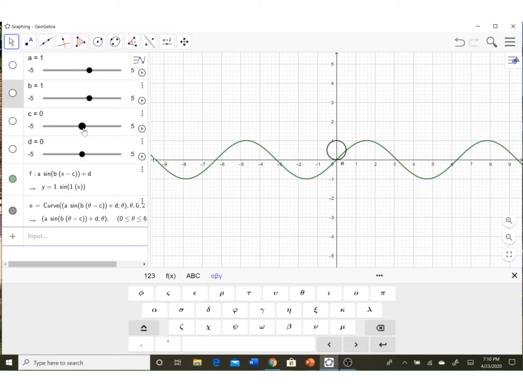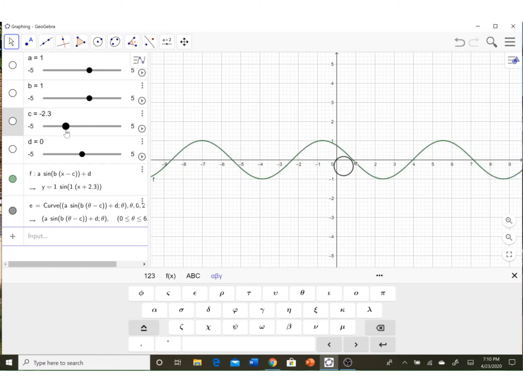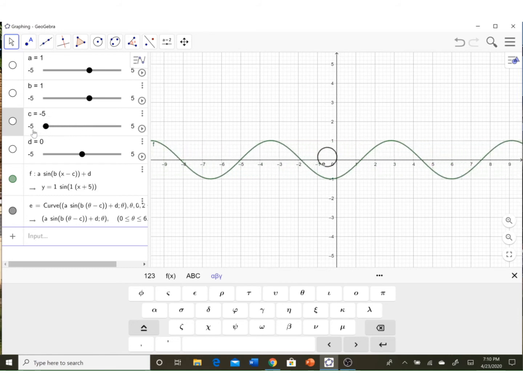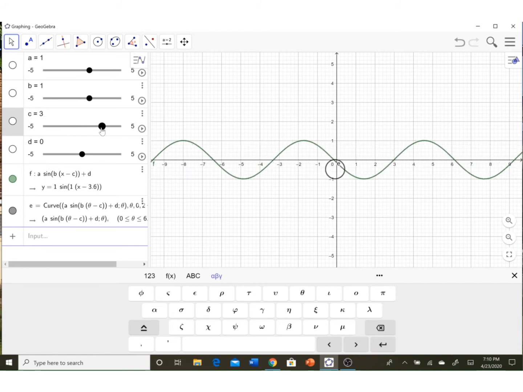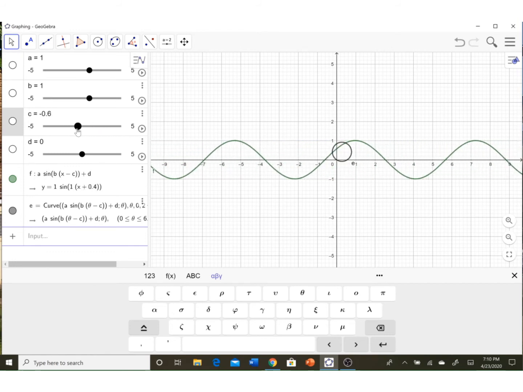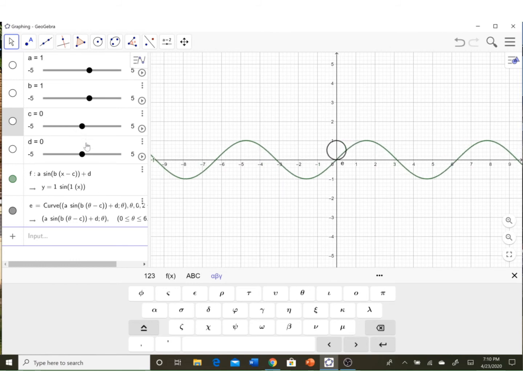If you change c, the Cartesian graph goes to the left and to the right, but the polar graph just rotates around the origin. Why is that? Well, that's something you can play with.